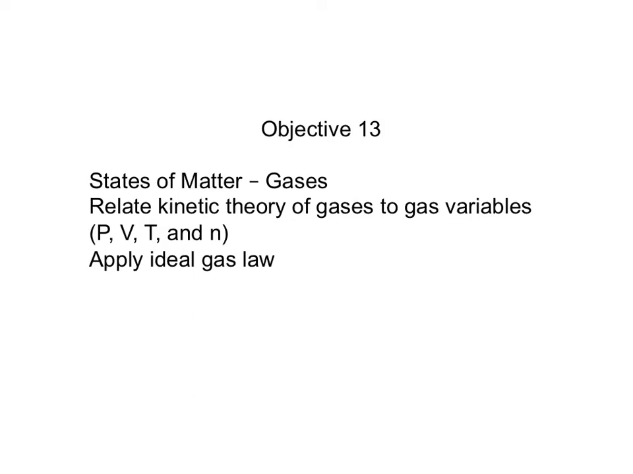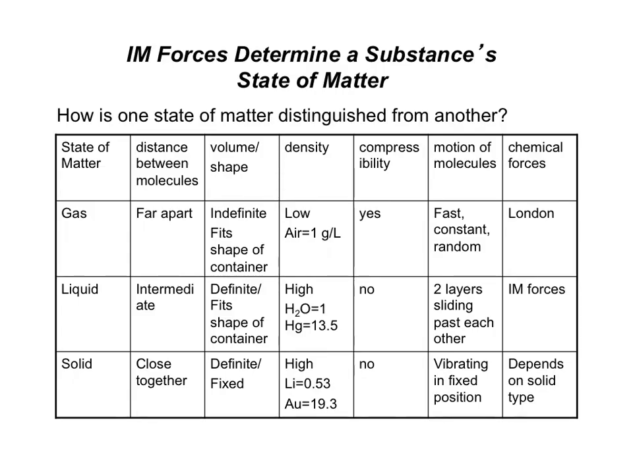We've been looking at individual atoms and molecules, but substances exist in bulk quantities. This large collection of atoms and molecules comprise a substance's state of matter. This table compares the different criteria to distinguish one state of matter from another.